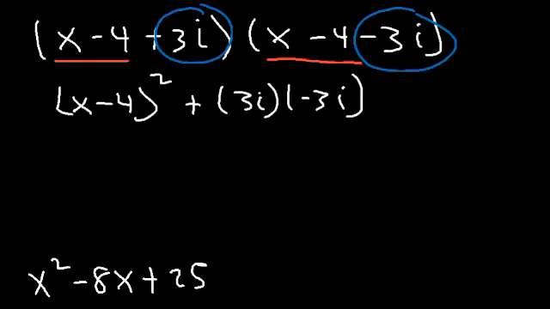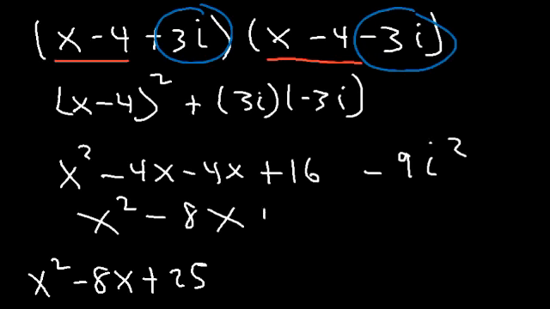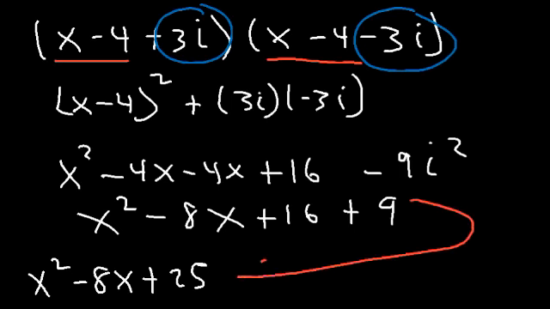So when you FOIL x minus 4 squared, because it's a perfect square, it's going to be x squared, and it's going to be negative 4x plus negative 4x. And negative 4 squared is going to be 16, negative 4 times negative 4. And 3i times negative 3i is negative 9i squared. So this is going to be x squared minus 8x plus 16 plus 9, which turns into this. So that's how you can do it the fast way.